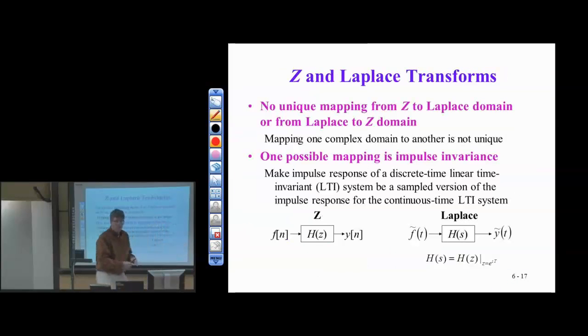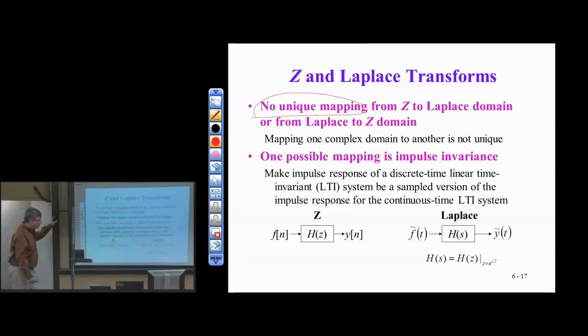Okay, so this brings us, since there's a deep connection between z and Laplace transforms, it turns out we can take designs of LTI systems in the continuous time analog domain and map them to discrete time digital implementations. There are many ways to do that. And the reason there are many ways is that there's no unique mapping from the z to the Laplace domain or from Laplace to z, because we're mapping one complex plane onto another.